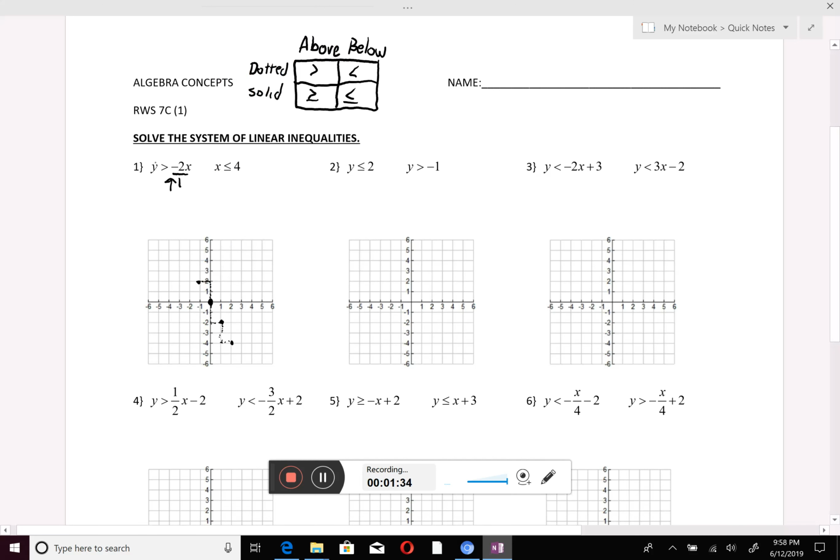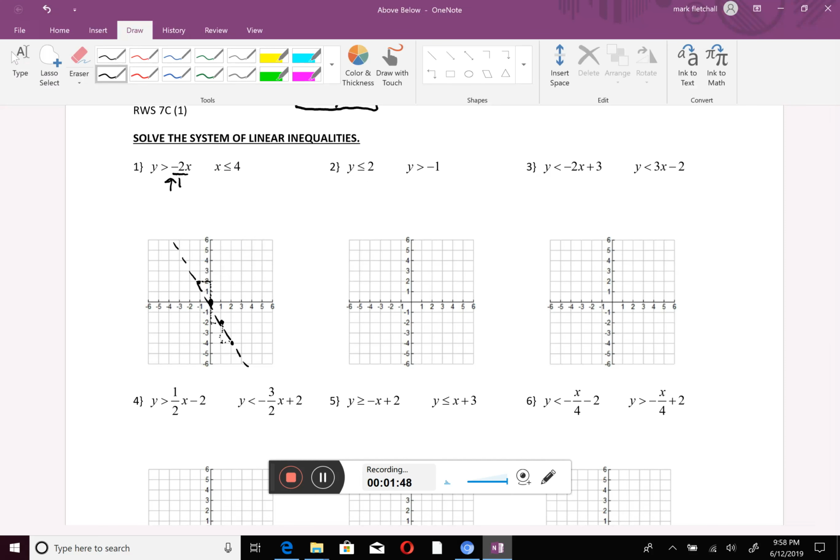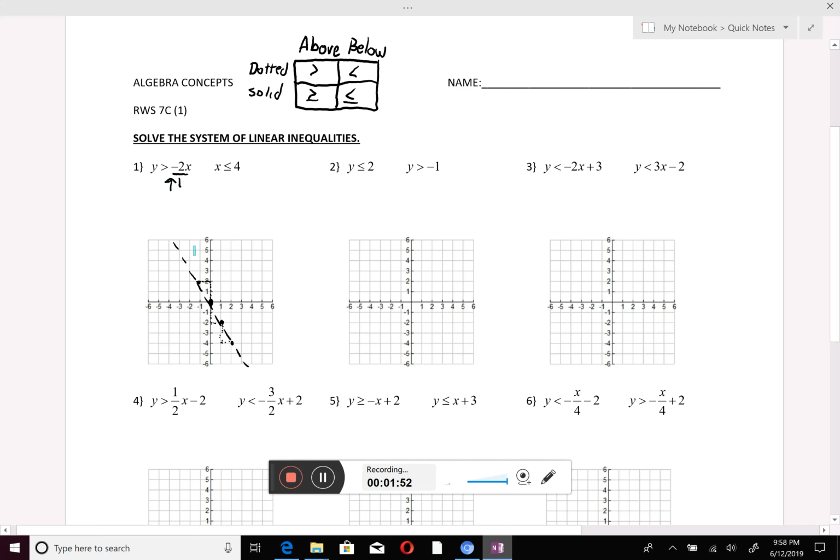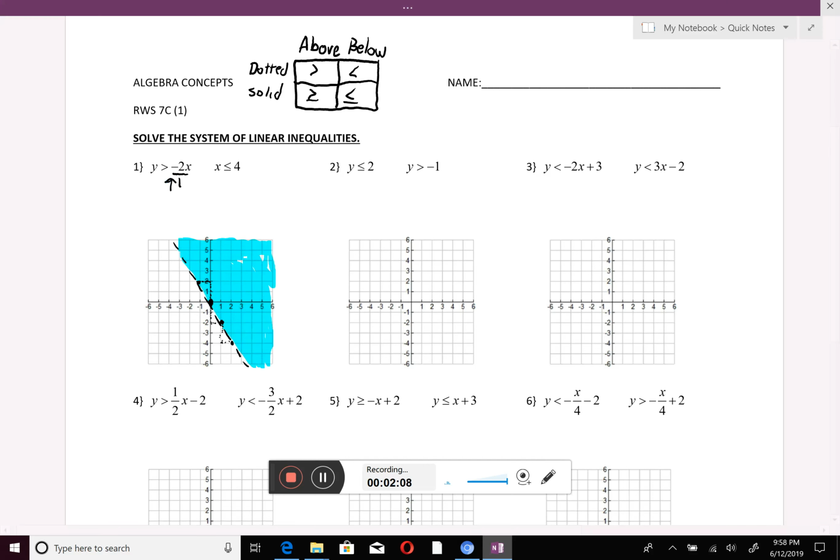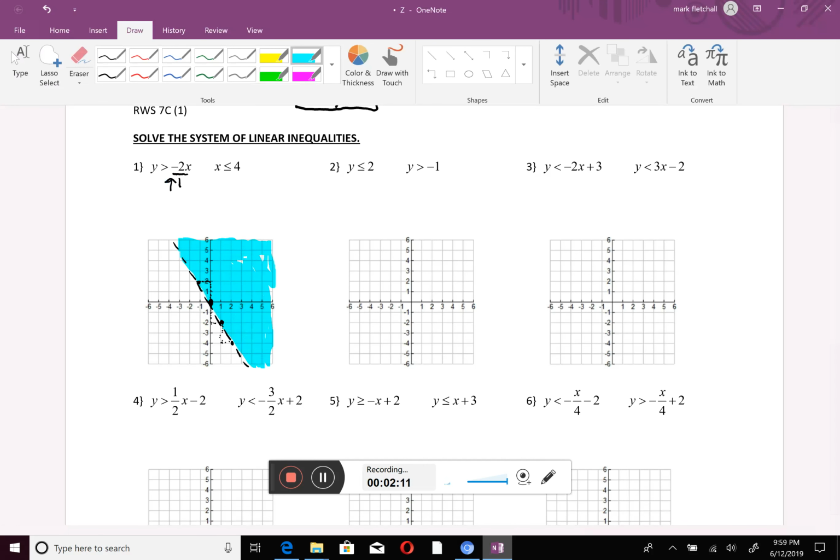And since it's a greater than line, and there's no or equal, it's going to be dotted. And since it's greater than, we shade above the line. And once we plot our other line, we'll start to see where they overlap. The colors should mix.